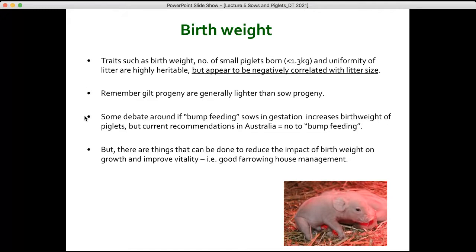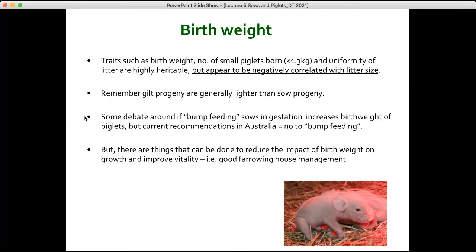So other things that influence birth weight is our progeny. So remember that gilt progeny will generally have lighter piglets than sows, and that's probably because their reproductive tract is still developing, so therefore not as much space for piglets to grow.